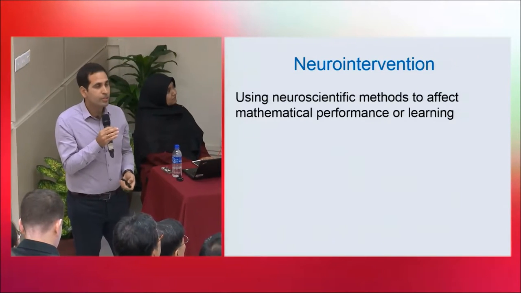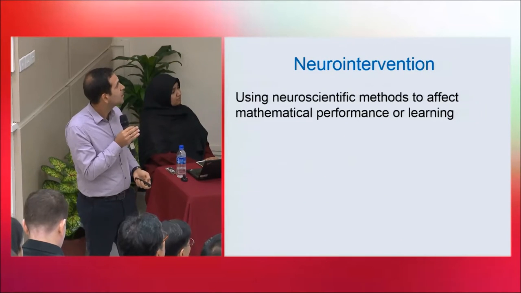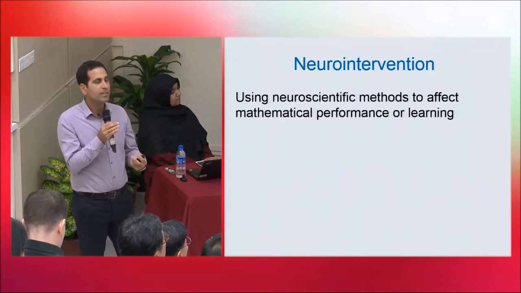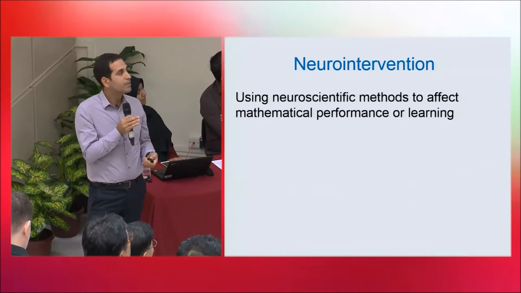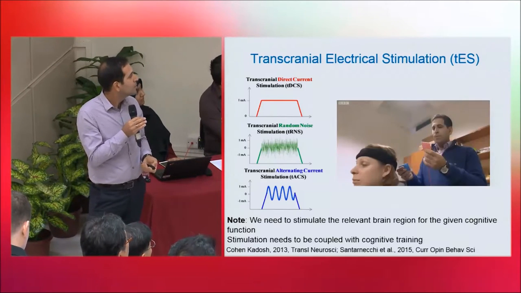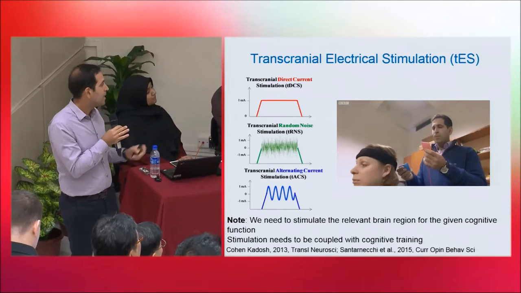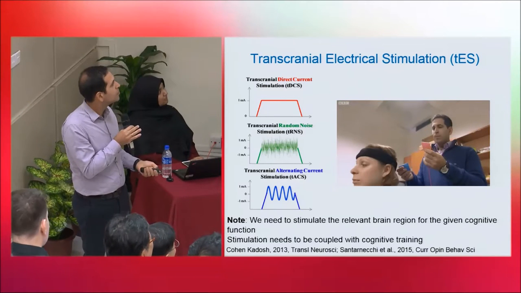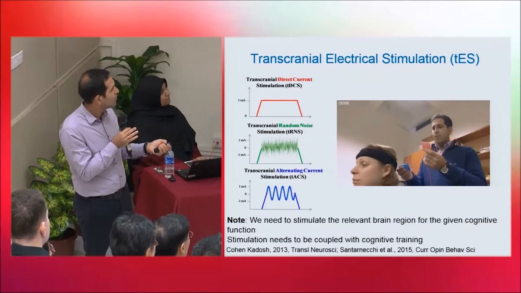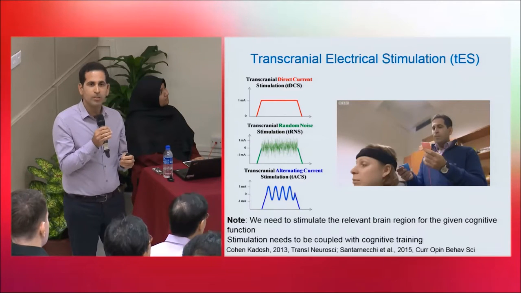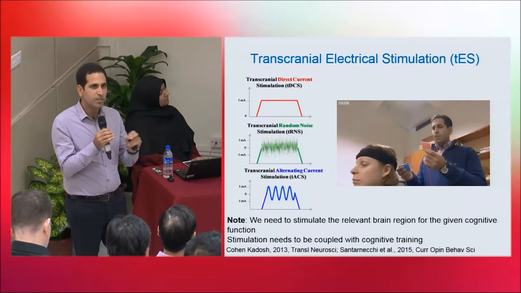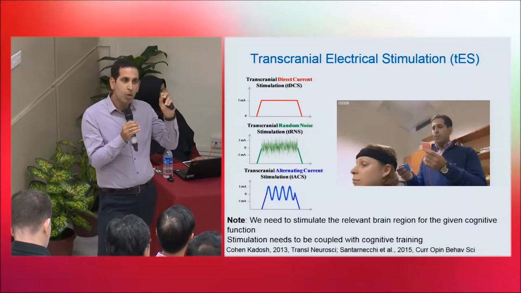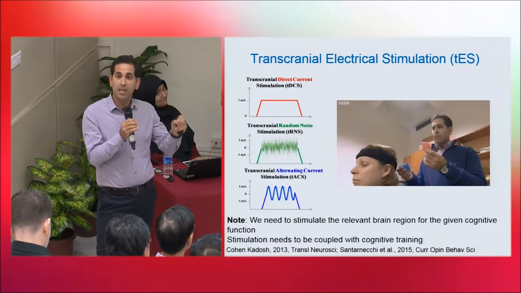So neurointervention is the last example. And here we want to use neuroscientific methods to affect mathematical performance and learning. One of the methods that I'm biased toward, because this is what my lab is doing as part of the work, is electrical stimulation. And here, when I'm talking about electrical stimulation, it is not painful, it's low current, it's considered safe.